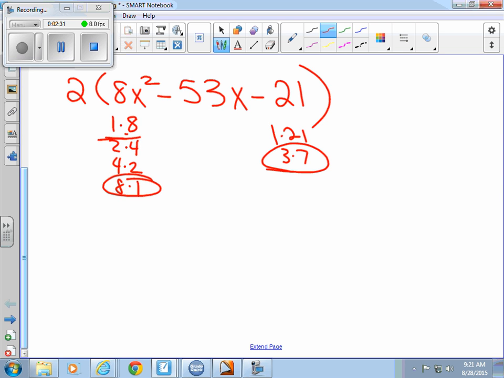Questions about that? Is it okay if you have to check multiples before you got there? 8x and x, 3 and 7. We do have different signs, so one is a plus and one is a minus.